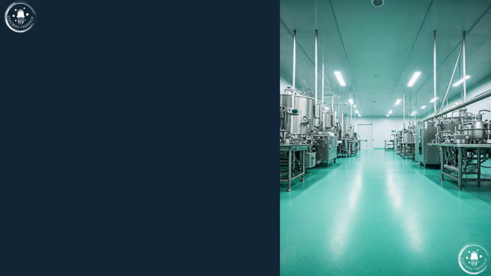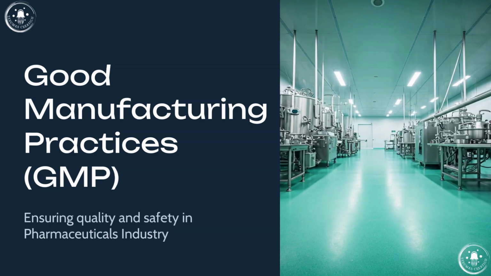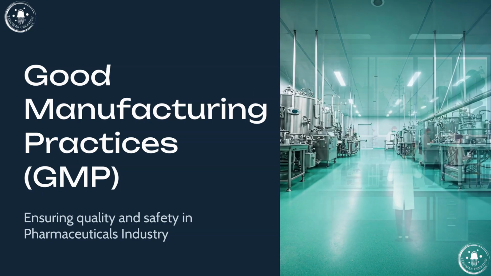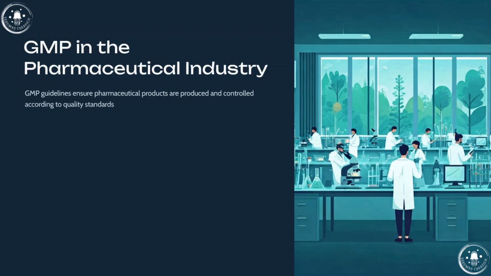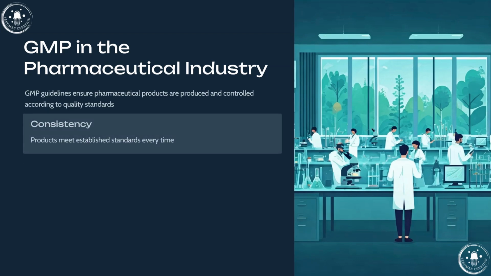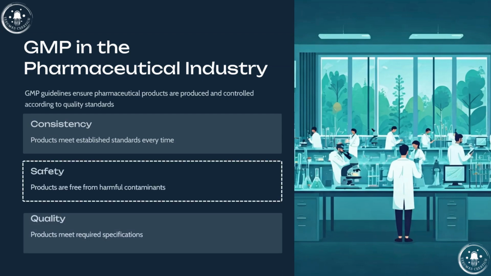Hello everyone. So today we are going to explore some good manufacturing practices and learn about the essential guidelines that help us to maintain product quality and safety in the pharmaceutical industry. So let's start with GMP in the pharmaceutical industries. The three major steps that are included in the GMP are consistency, safety and quality.